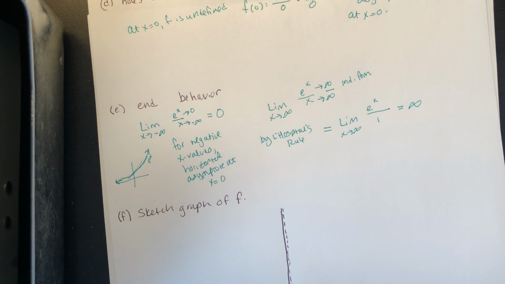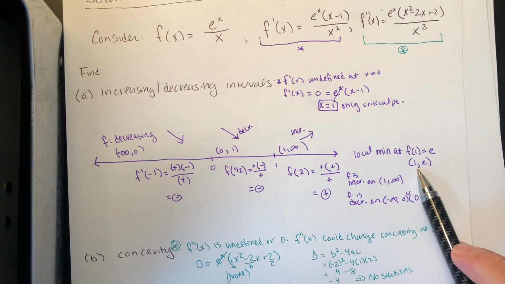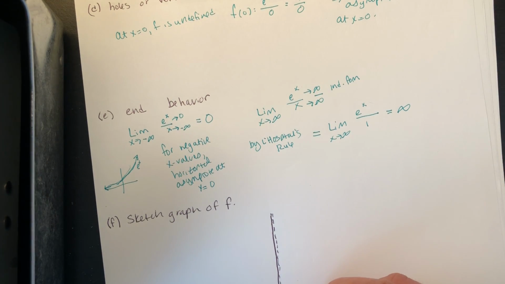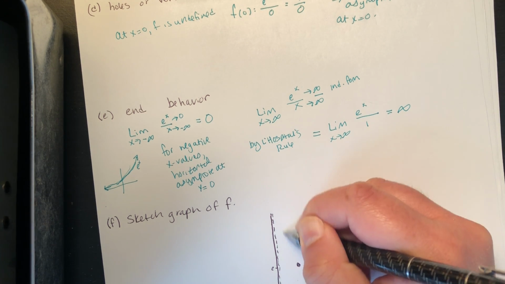All right, any other important things to know? Well, we had found that there was a local min for this function when x was equal to 1 at the point 1 comma e. So e is like 2.7-ish, so let's say this is e here. We've got a local min, so something that looks like this.